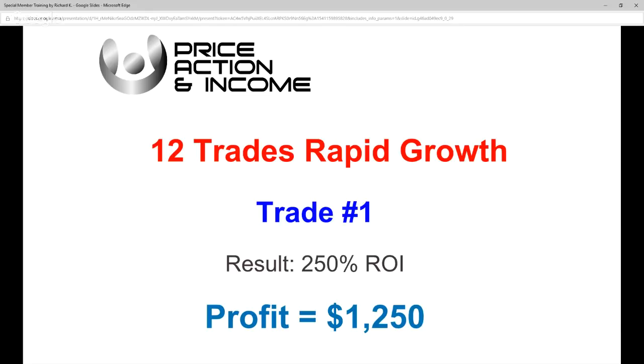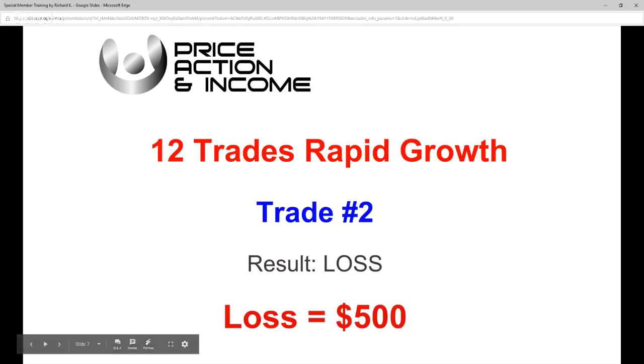work. But the first trade would be a winner, right? And it's a 250% ROI. And remember, all of these trades we're risking $500. We're going to keep our risk consistent here. So the first one is a 250% ROI. So you're risking 500 to make 1250. All right. And then the next trade would be a loss. Then the third trade is a loss.